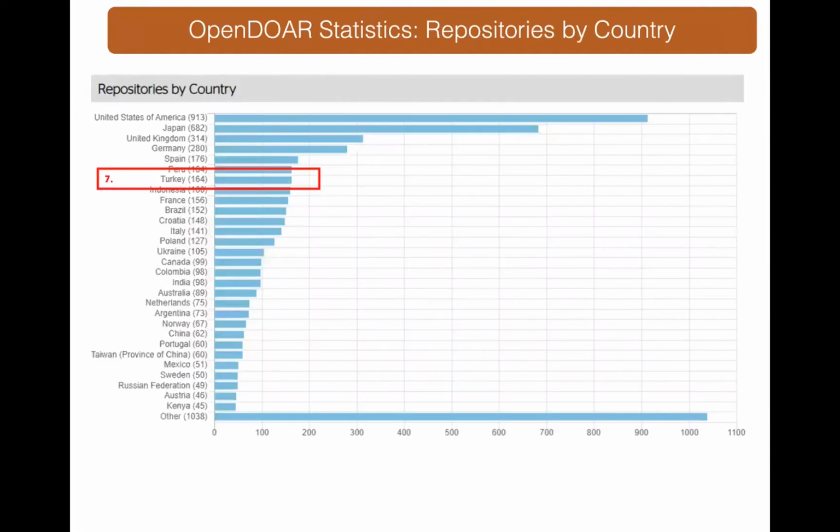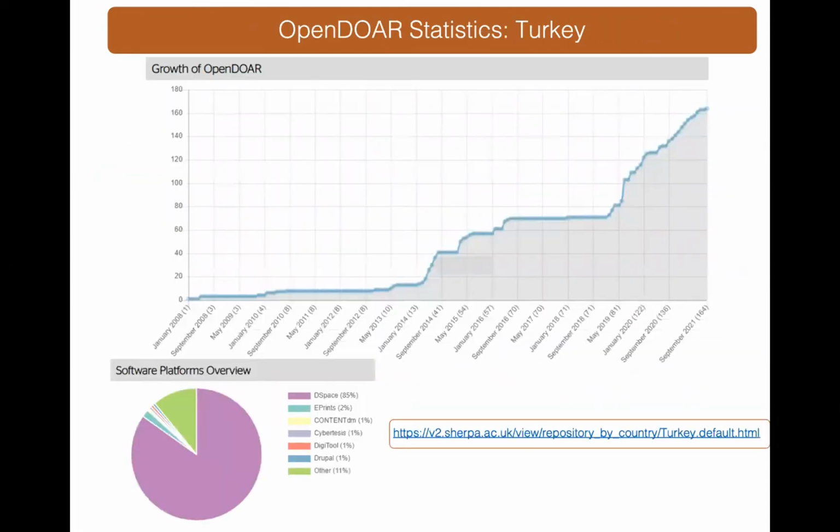If you look at the OpenDOAR records of repositories by country, Turkey is in 7th place. We have 164 registered repositories in OpenDOAR. If you look at the OpenDOAR Turkey statistics, after the OpenAIRE project, the number of repositories in Turkey dramatically increased.